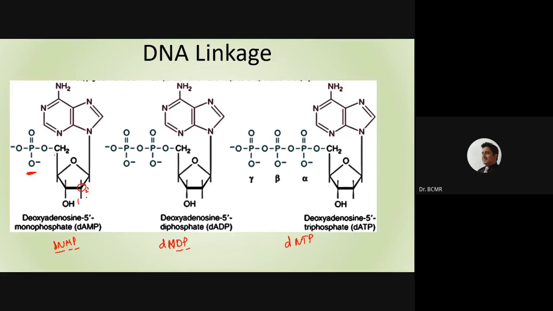There is no OH, there is only H here, no oxygen atom. One phosphate group, then it is monophosphate. Two phosphate groups, then it is diphosphate. Three phosphate groups, then it is triphosphate. There is a nomenclature for this as well. The phosphate directly attached to the ribose is referred to as the alpha phosphate. The second one added is beta phosphate, and the third one is gamma phosphate.